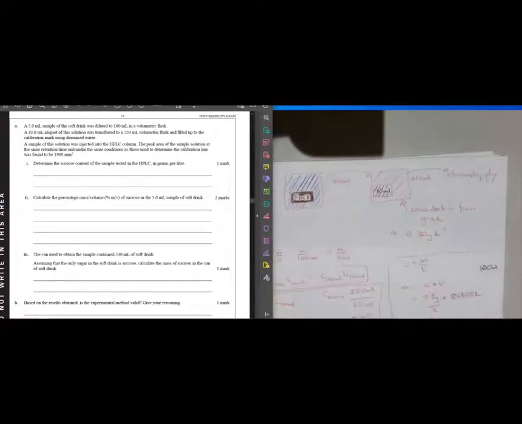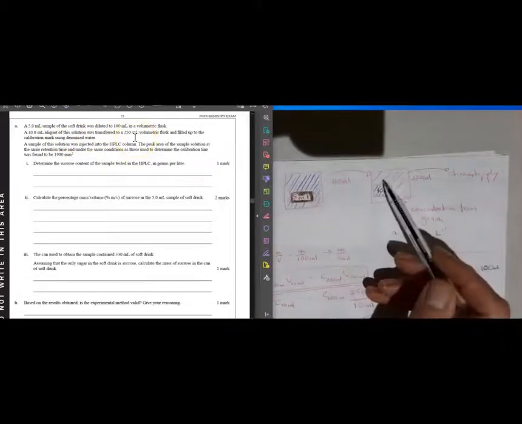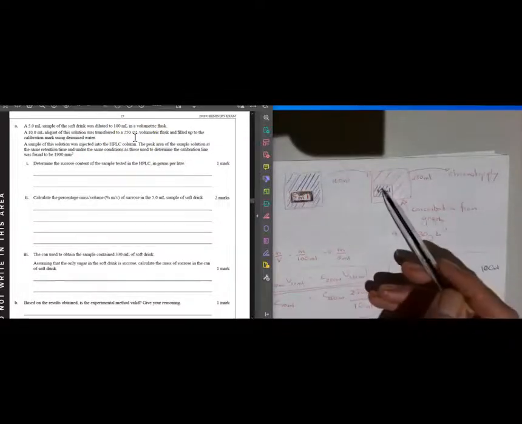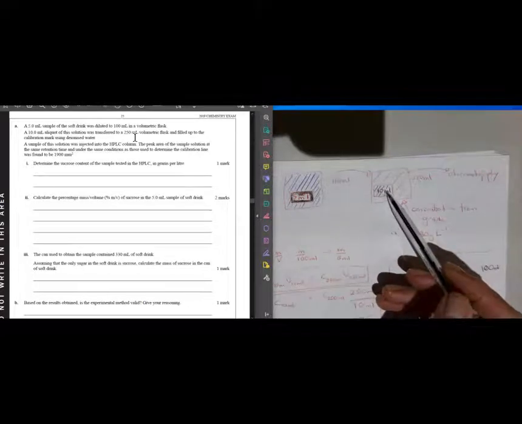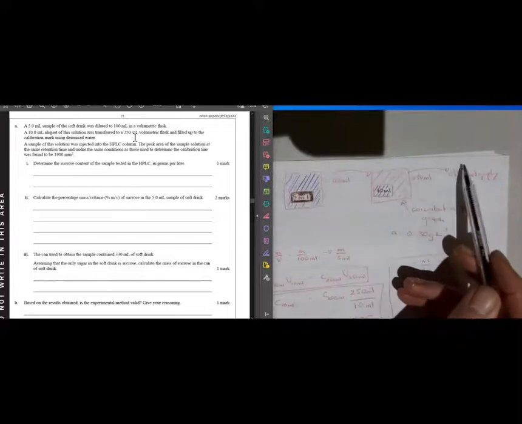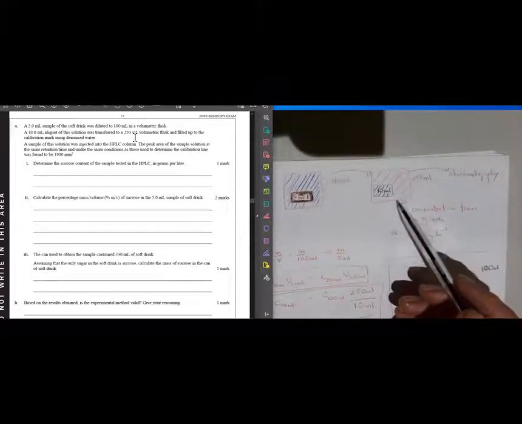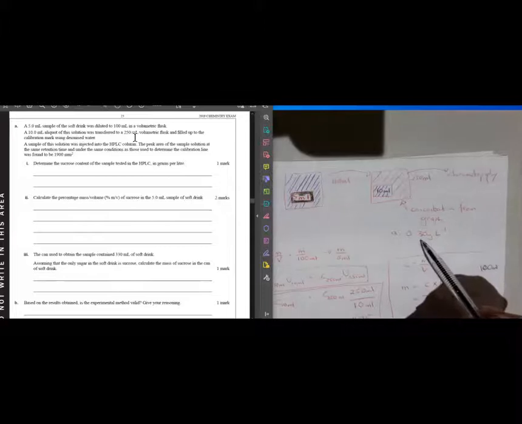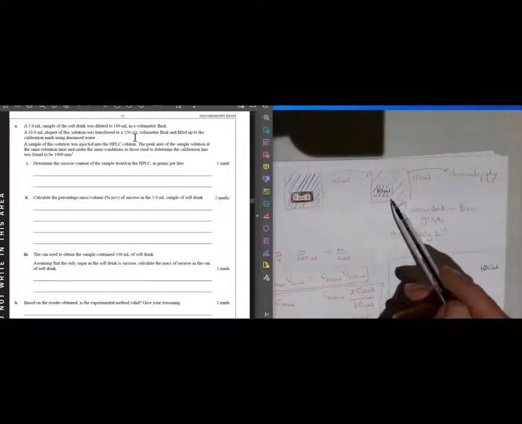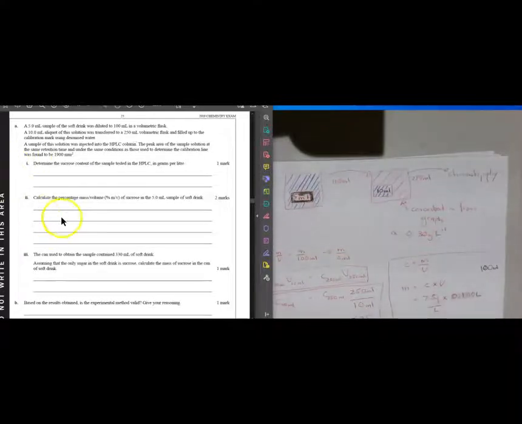Then a 10 ml aliquot of this was transferred to 250 ml and made up. So this 10 ml that we took over is the same concentration, and then you diluted it to 250 ml. And then we took a sample of this out and we measured the concentration of this. So this is our 0.3 gram per litre concentration, this really dilute one. Then it wants you to calculate the percentage mass in the volume.